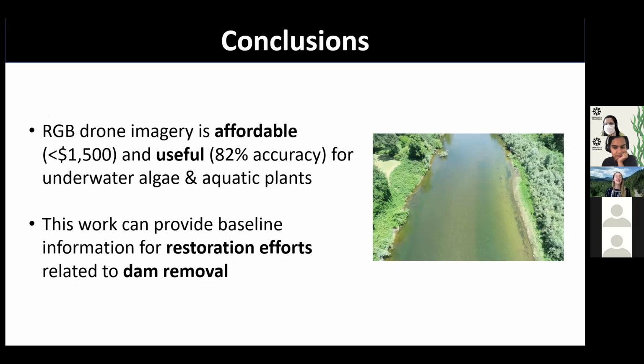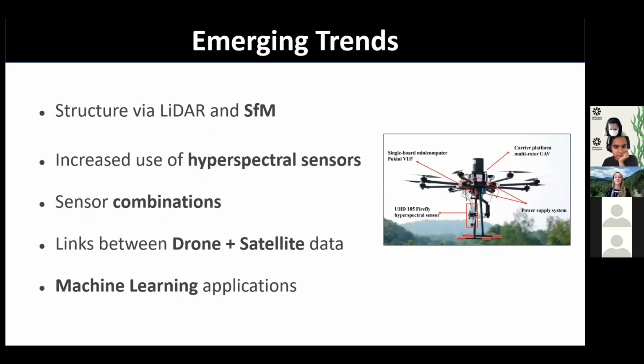So we were actually able to look about 2 to 3 meters under the water's surface, mainly because this river was pretty clear at the time. And this study can help inform future dam removal restoration efforts when you're looking at habitats and stream bed stabilization, as well as primary production assessments, and looking at dam removal itself and how that will affect the algae and aquatic plants.